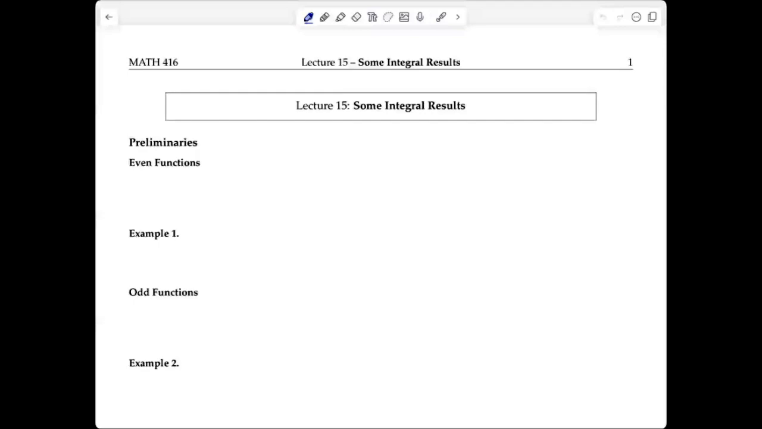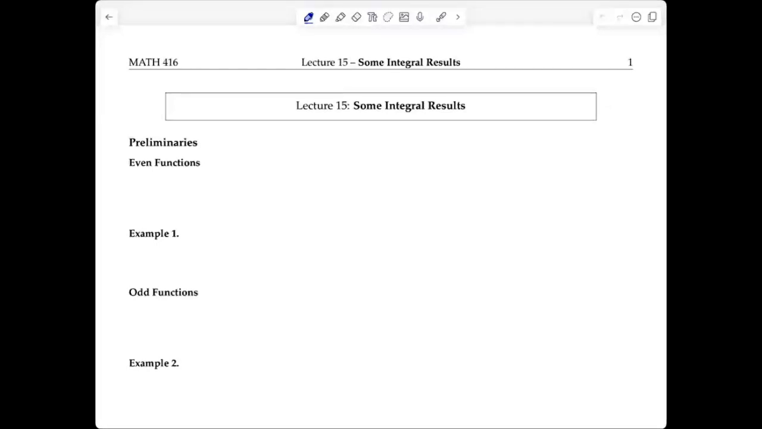So in this lecture, we're going to look at some integral results. Why do we need these results? Eventually, we want to solve the heat equation or the wave equation, and the solution depends on something called the Fourier series. And the analysis of the Fourier series depends on some integral results. You will see later on, not only in this lecture but also the next lecture, why we need these results.